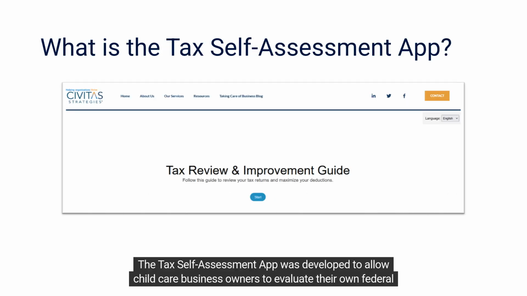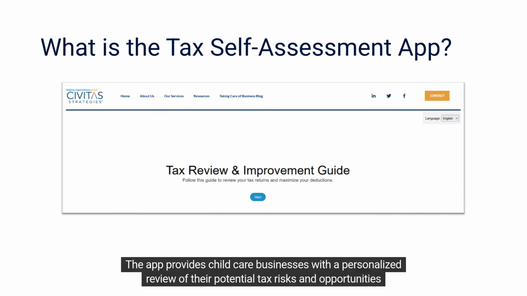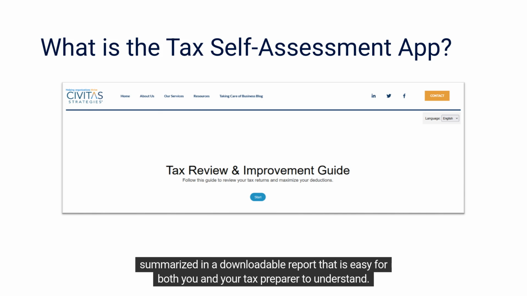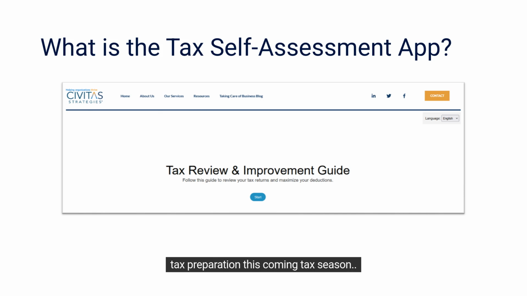The Tax Self-Assessment app was developed to allow childcare business owners to evaluate their own federal tax returns for consistency with best practices for their program type. The app provides childcare businesses with a personalized review of their potential tax risks and opportunities summarized in a downloadable report that is easy for both you and your tax preparer to understand. This resource will help walk you through the process of using the Tax Self-Assessment app to simplify your tax preparation this coming tax season.